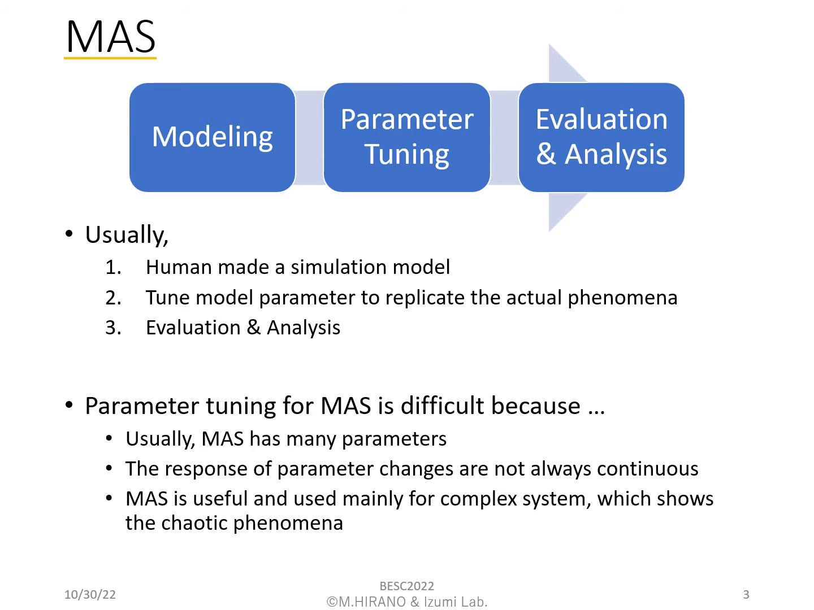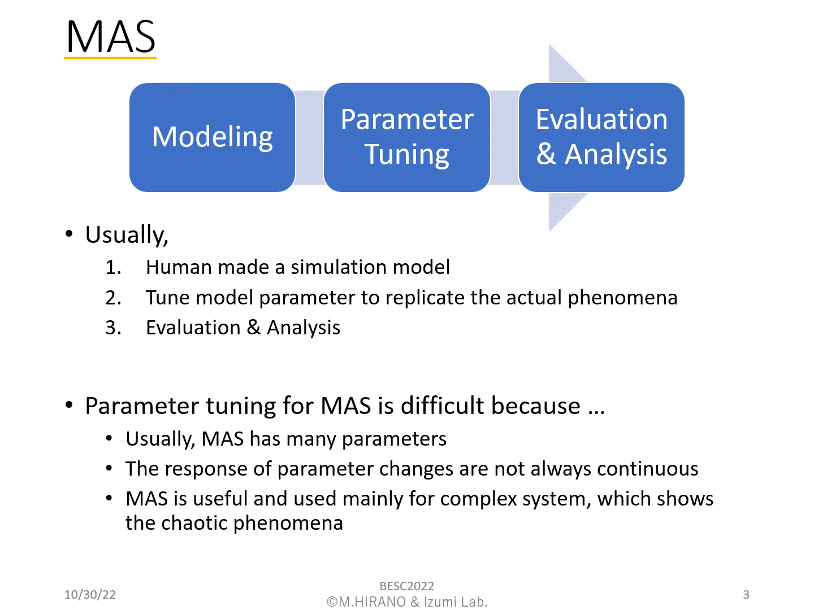In usual multi-agent simulation, there are three procedures to build the simulation. The first one is modeling. Modeling is important because humans have to make the simulation model. The second procedure is parameter tuning. Parameter tuning is also important because it is hard to replicate the actual phenomena in society, so we have to take care of the parameters to replicate them. And then we have to evaluate and analyze the simulation to check whether the actual phenomena are replicated or not. So parameter tuning for multi-agent simulation is very difficult.